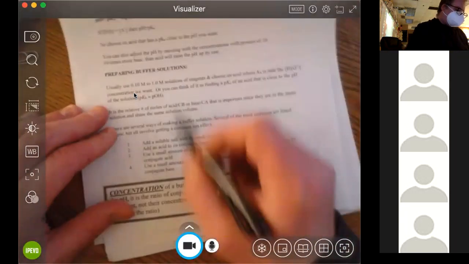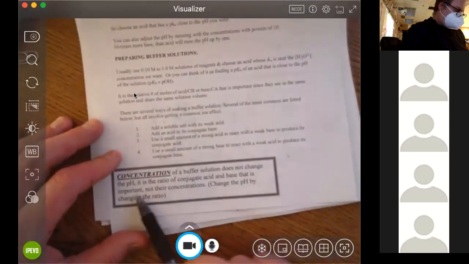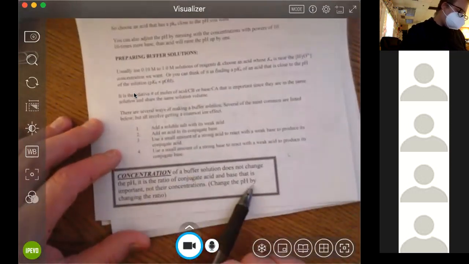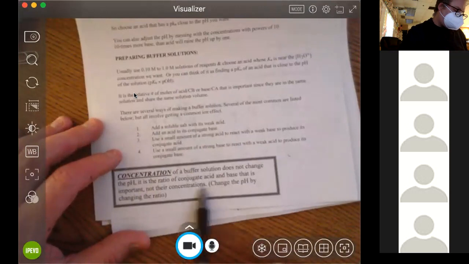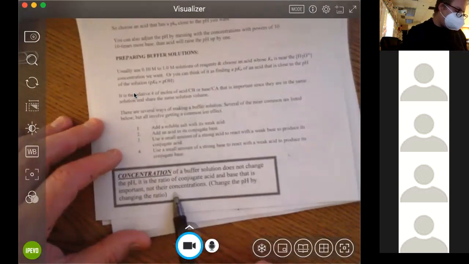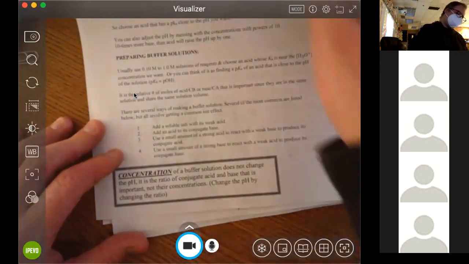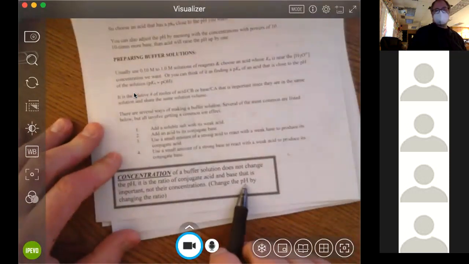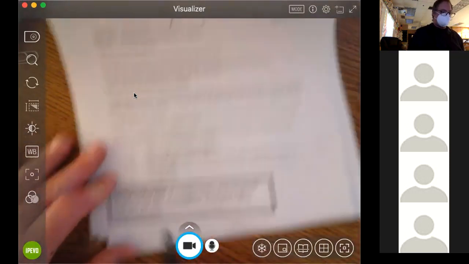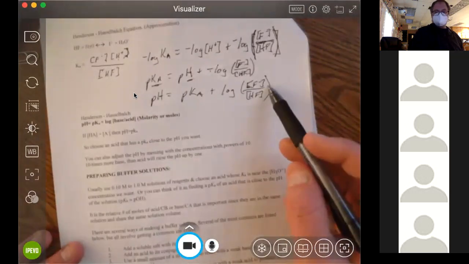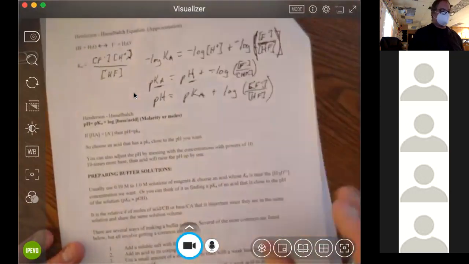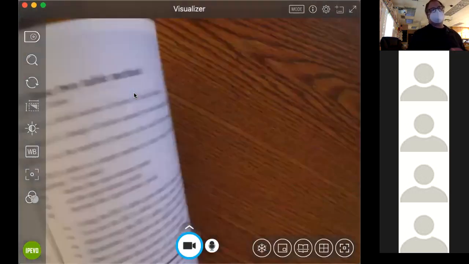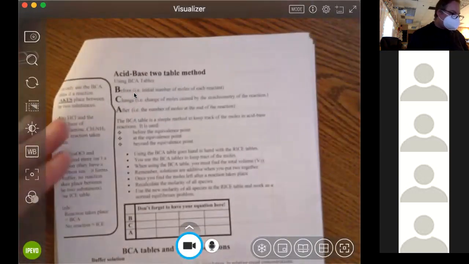Again, we will go over this next week and maybe make one, hopefully. Concentration of a buffered solution. Oh, that's what I just said. It's the ratio of the conjugate acid and base that is important, not their concentrations. So you change the pH, like I said, by changing the ratio. More base is going to increase the pH, more acid is going to decrease it. All right.